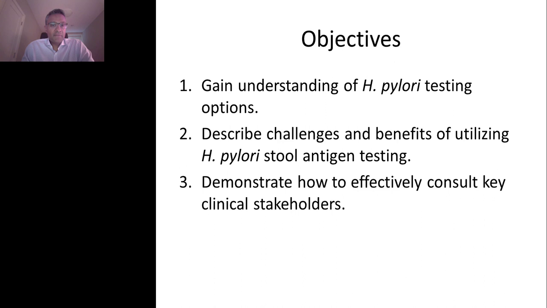So the objectives I have for today are to firstly gain understanding of H. pylori testing options. Second, describe challenges and benefits of utilizing H. pylori stool antigen testing. And finally, demonstrate how to effectively consult key clinical stakeholders in the implementation of this testing.